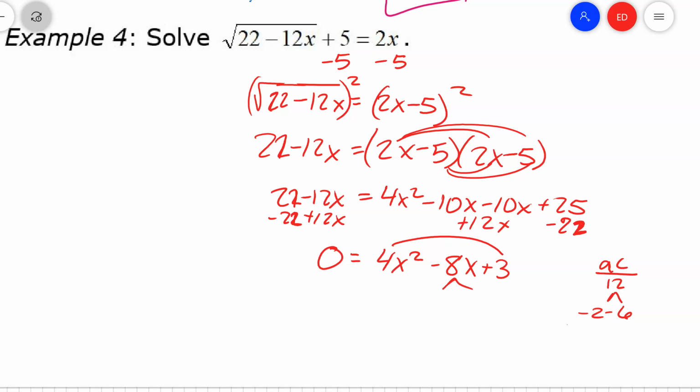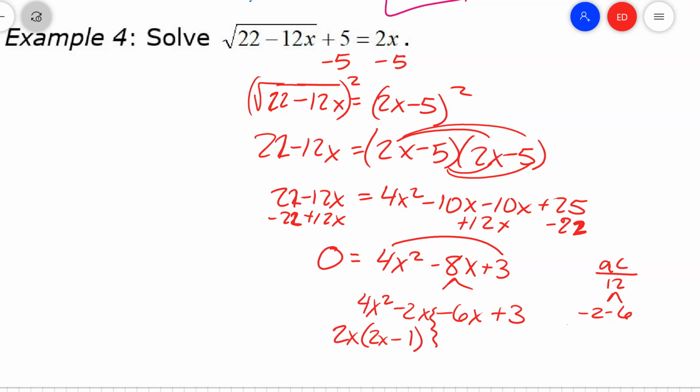So we're going to split that middle. It's going to end up being 4x squared minus 2x minus 6x plus 3, and we're going to factor by grouping. Go ahead and factor out a 2x from the first two terms. So that's going to end up being 2x times (2x minus 1). And on this side, whoops, I forgot the x. And then that would just be 1.